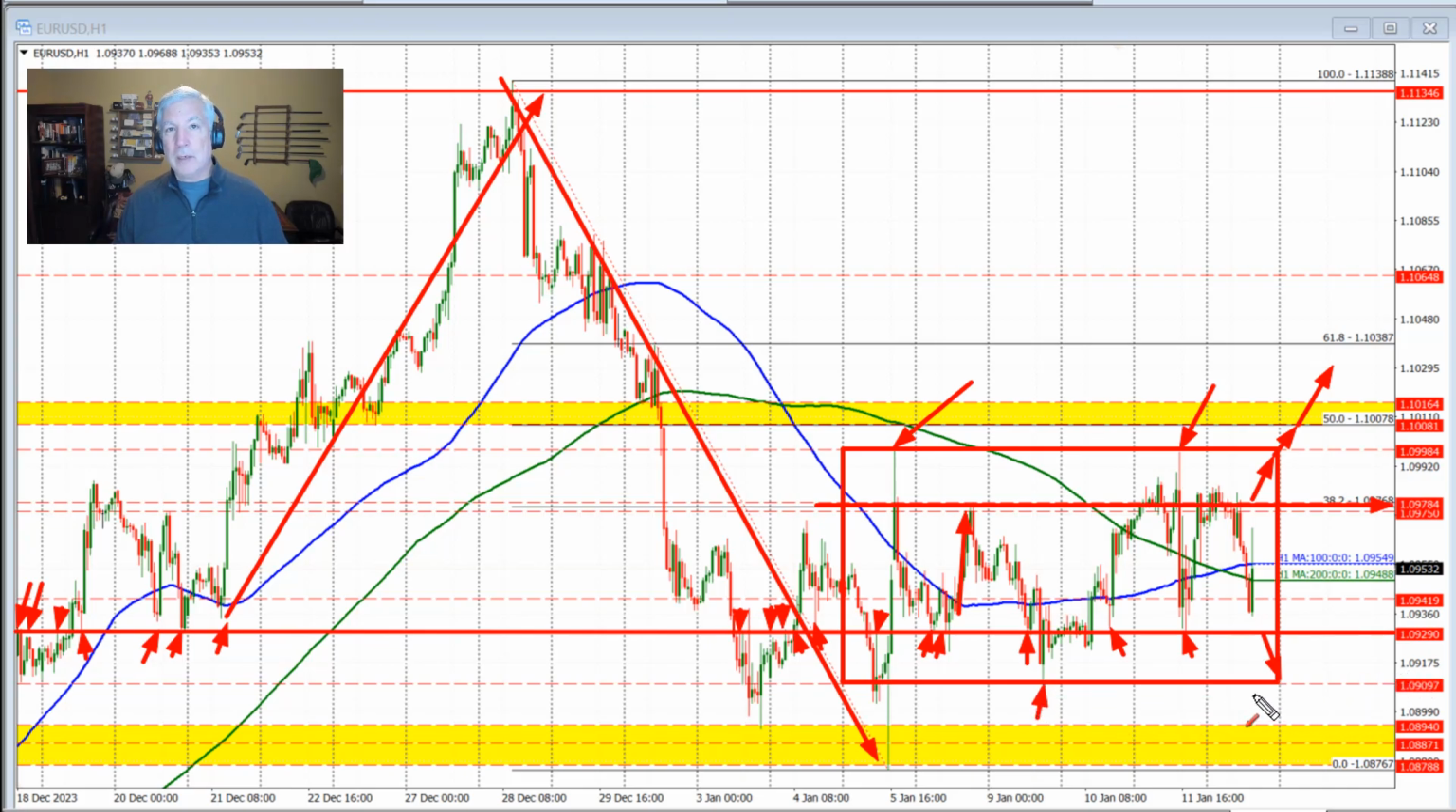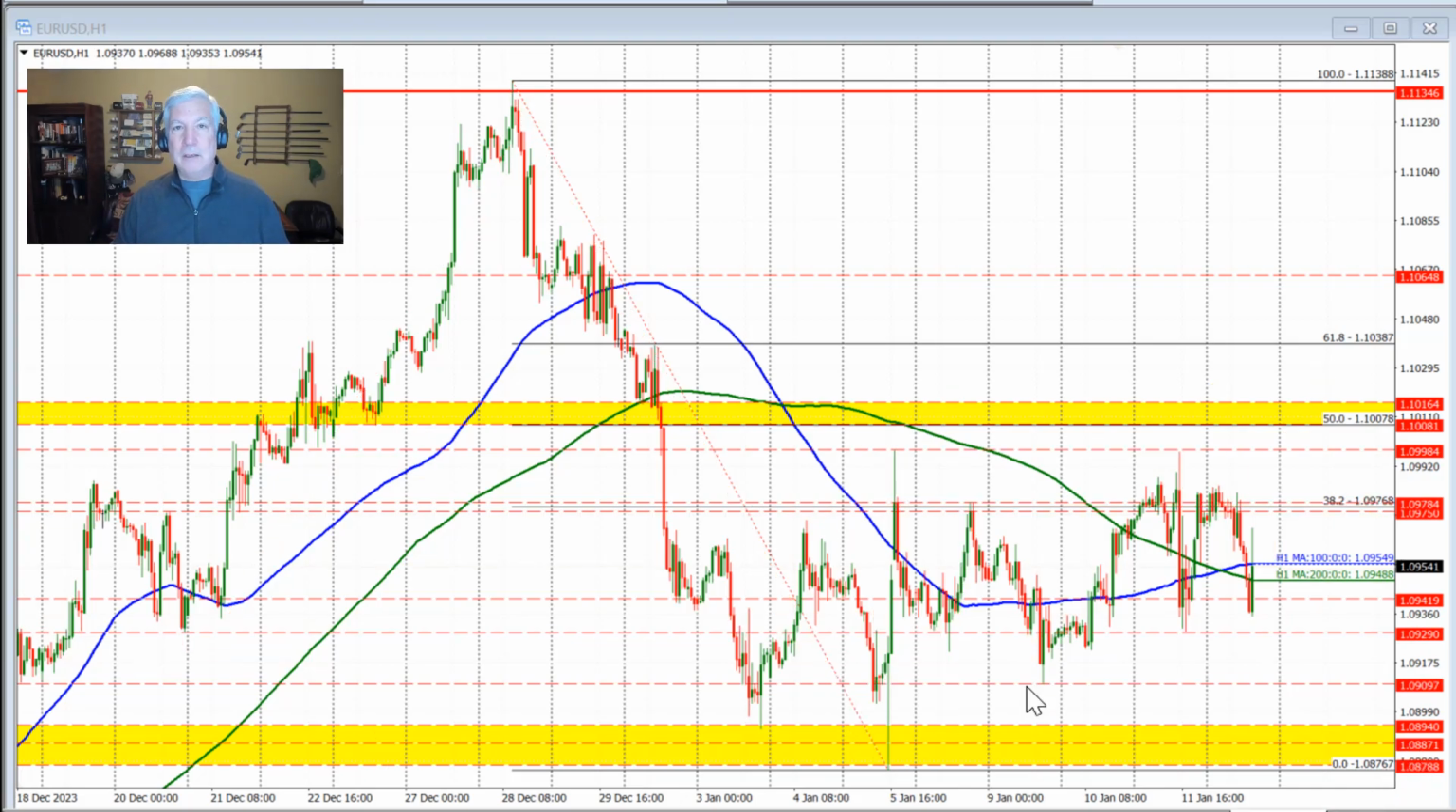The low price here, and if we get below that level, we look down toward our low prices through here, which form this swing area between 108.76 and 108.94. That's the best I can do for the euro versus US dollar.